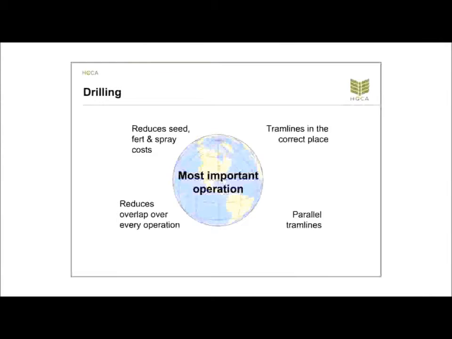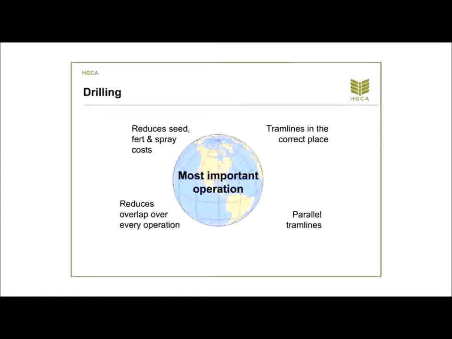Okay, so we arguably probably agree that drilling is probably the most important operation as far as guidance is concerned. And you've probably guessed most of these already, but it's important that we get the tram lines in the correct place. It's preaching to the converted almost, but if we get the tram lines in the correct place, then the savings are throughout the whole season, really. It's important that we get the tram lines both in the right place, but also parallel as well, and the advantages go without saying there.